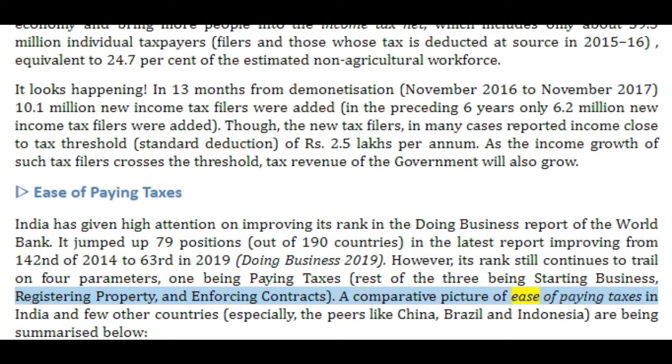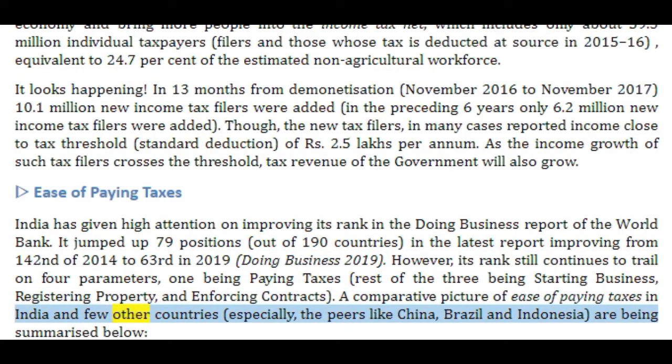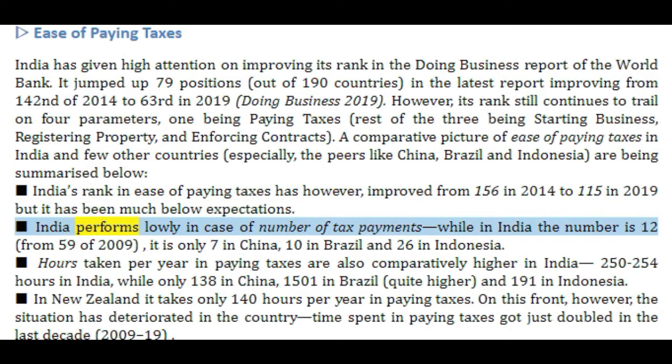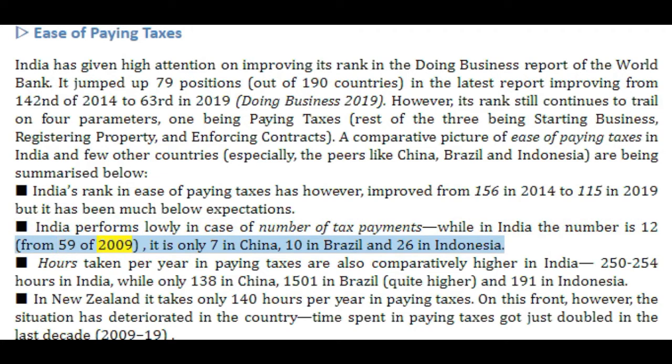A comparative picture of ease of paying taxes in India and a few other countries, especially peers like China, Brazil, and Indonesia, is summarized below. India's rank in ease of paying taxes has, however, improved from 156 in 2014 to 115 in 2019, but it has been much below expectations. India performs poorly in the number of tax payments: in India the number is 12, down from 59 in 2009, while it is only 7 in China, 10 in Brazil, and 26 in Indonesia.